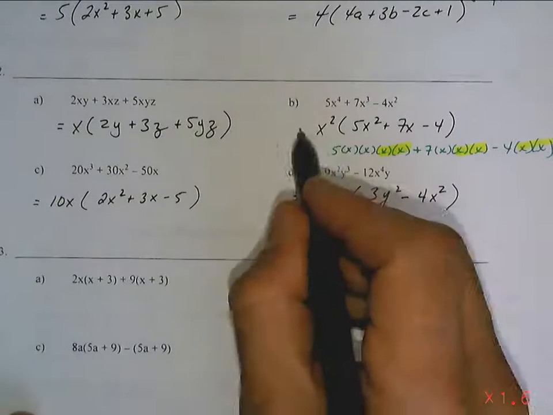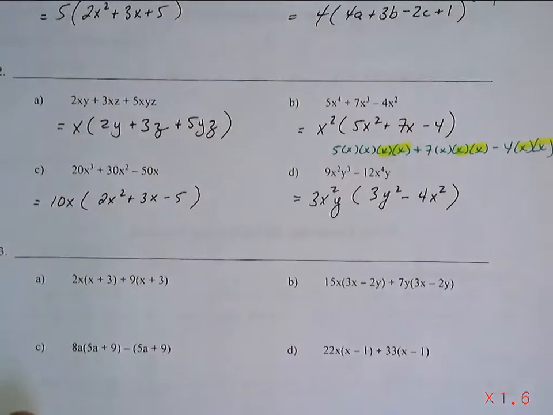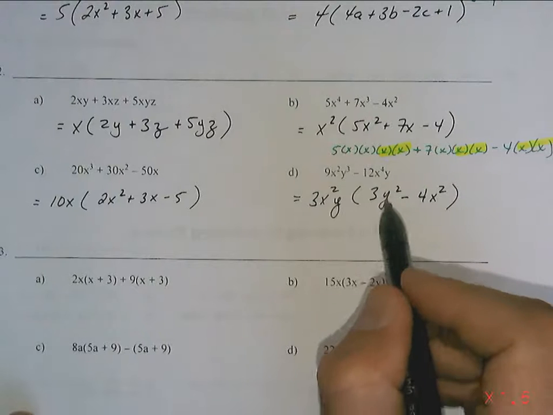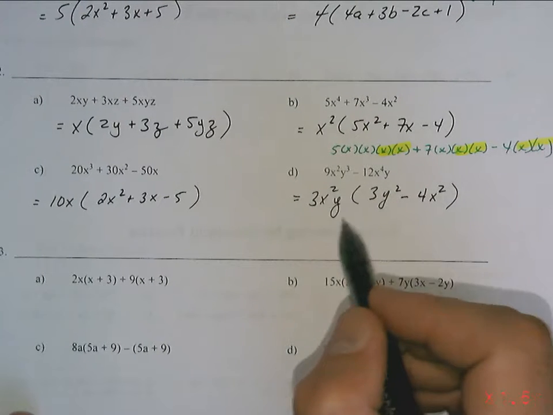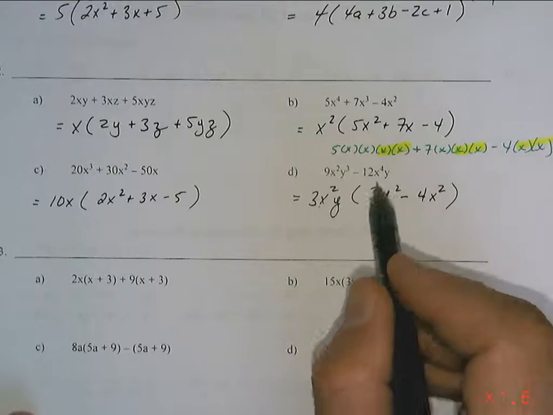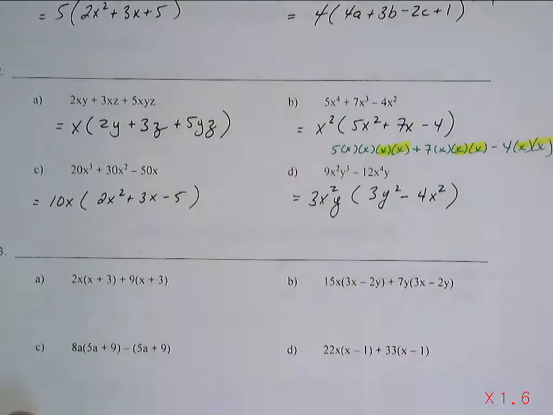Hey, don't forget your equal signs. That'll cost you a mark if you do. So 3 times 3 is 9, x squared, y times y squared is x squared y cubed, because it's y to the 1 and y squared is y cubed. And 3 times 4 is negative 12. And it works. So yay, that was good.